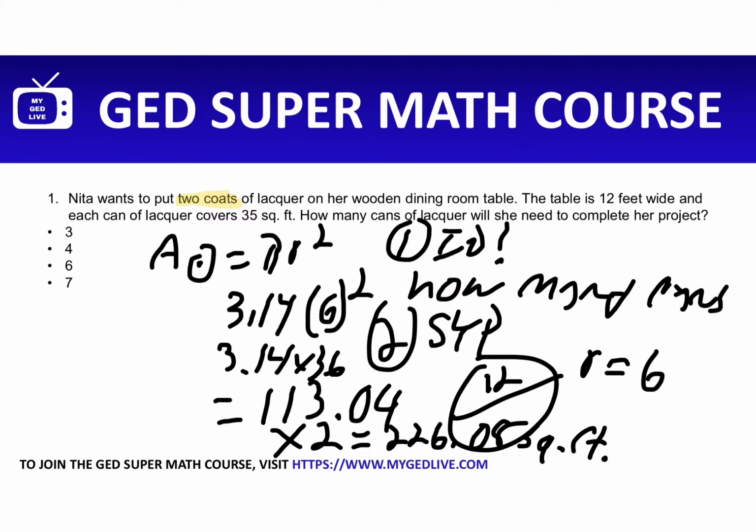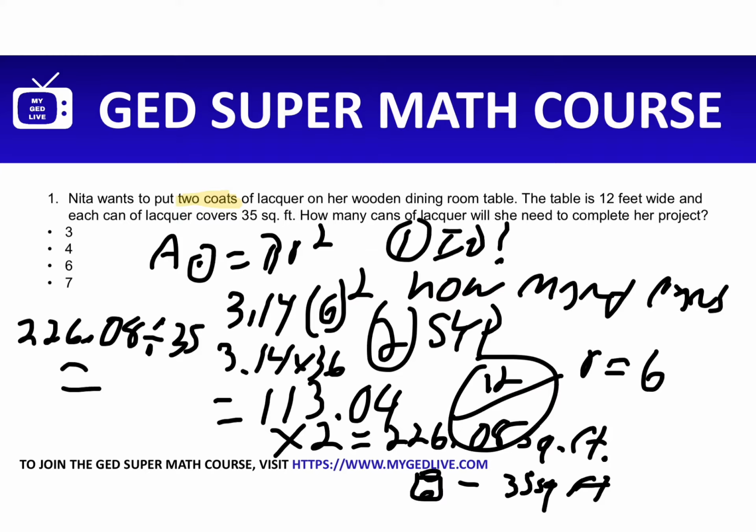Now, we also know, as we're stating our path, that each can, draw a little can here, sorry about that, not a great artist, is 35 square feet. So now what we're doing is taking the 226.08 and dividing that by 35, and that gives us 6.459 and so on.